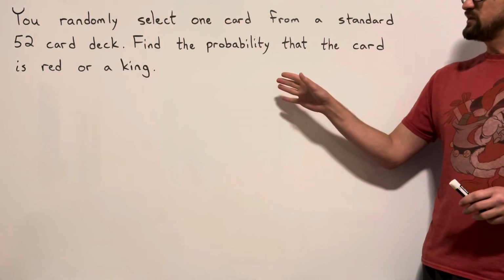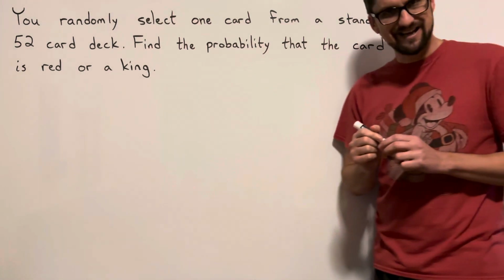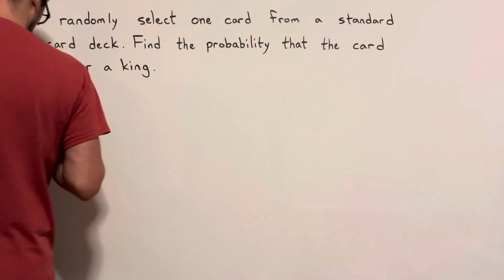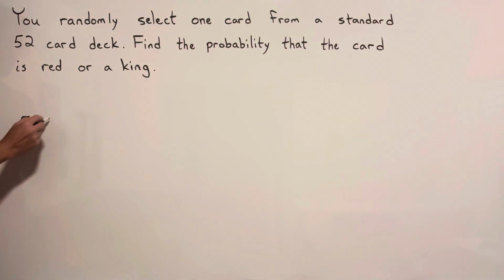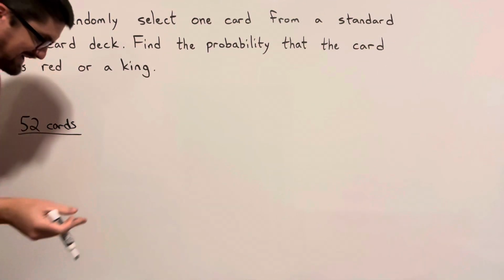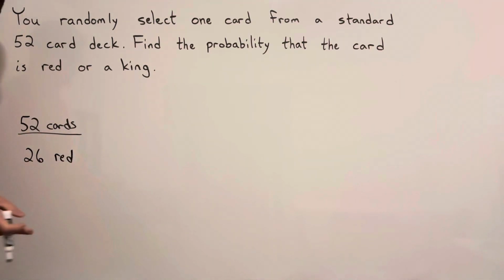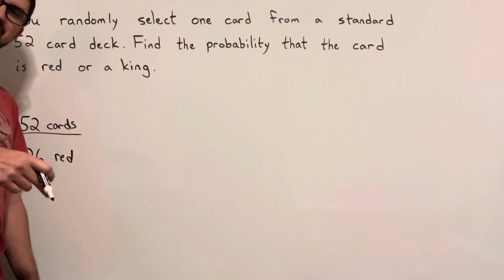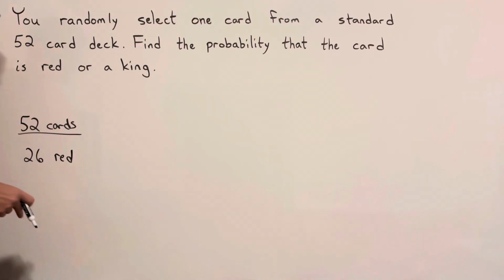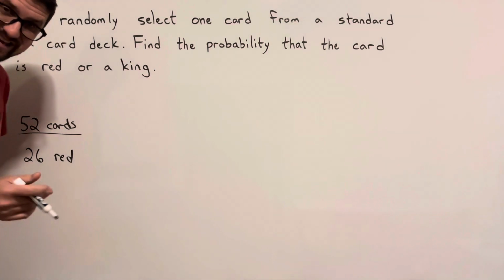All right, so before we start this problem, we need to be familiar with the 52 card deck. So if you have a 52 card deck, half of them are red, half of them are black. So that means that there's 26 red cards. Right? You got the diamonds that are red and the hearts that are red. And the kings, there's 4 kings in the deck.